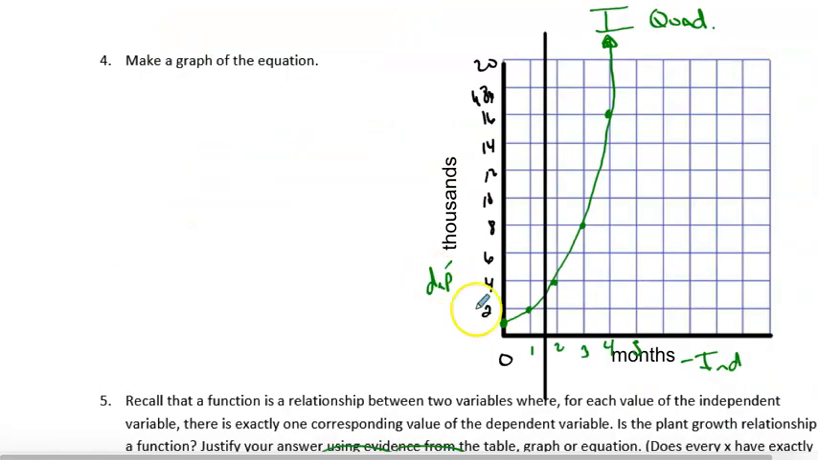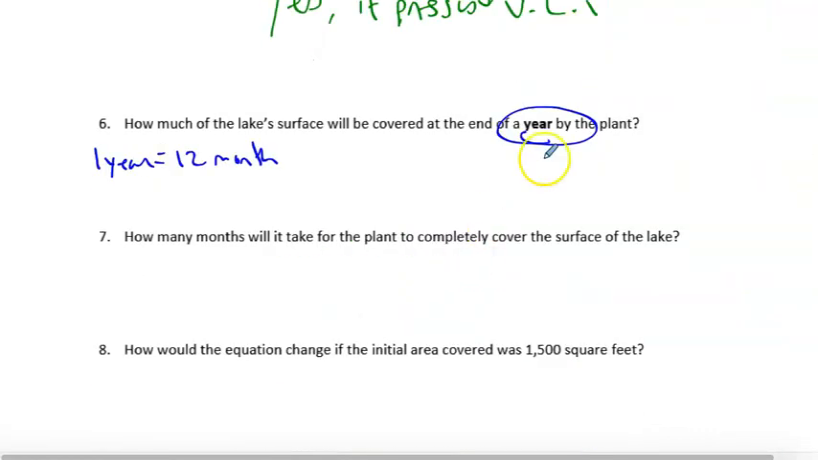Sure, if you want to. I'm going to say no, don't do that. Hopefully you have a calculator handy. And if you have a calculator handy, then let's use my equation: f of x equals 1,000 times 2 to the x power.